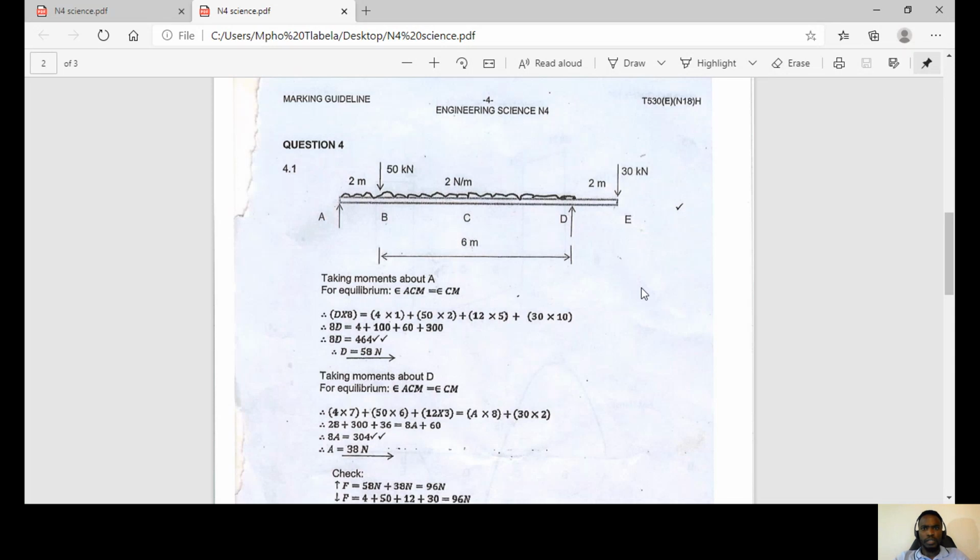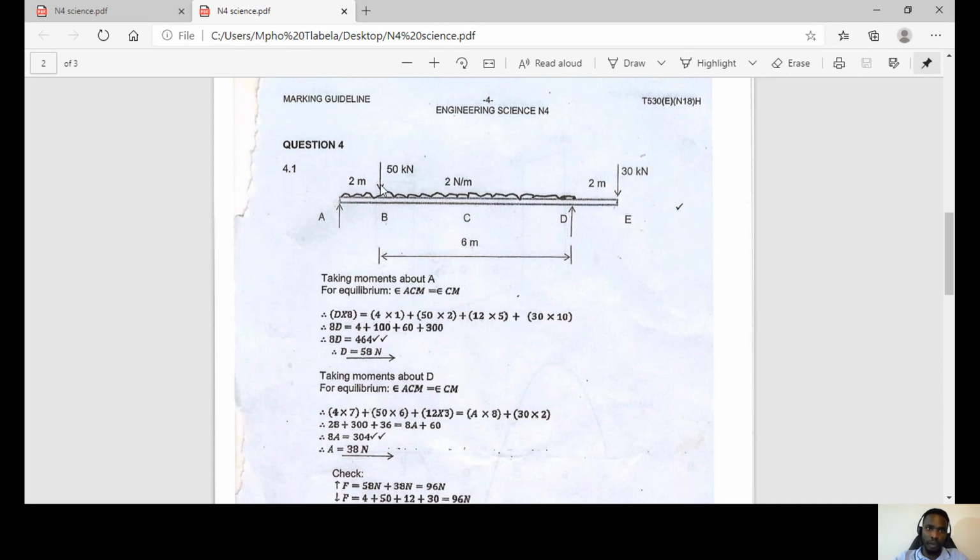We're going to use the law of moments. The law of moments says the sum of clockwise moments about a point is equal to the sum of anti-clockwise moment about the same point. Right, we're going to take moments about A. There we say moments about A, meaning we're going to check all these other forces, whether they are clockwise or anti-clockwise to A. Right, we start with 50.